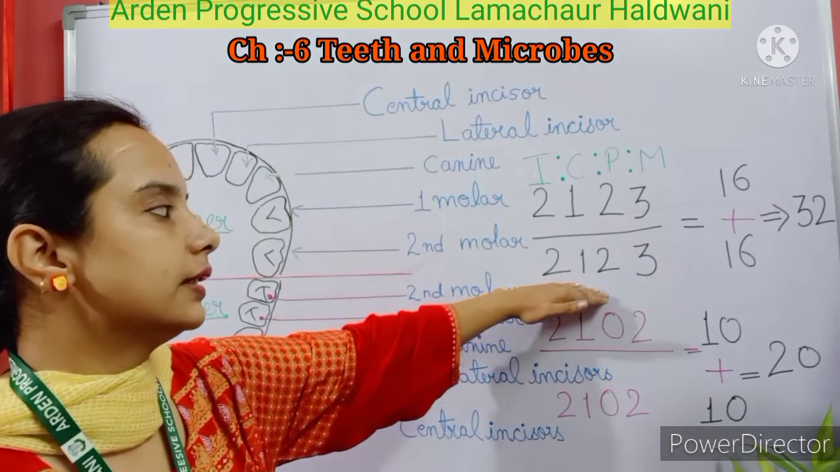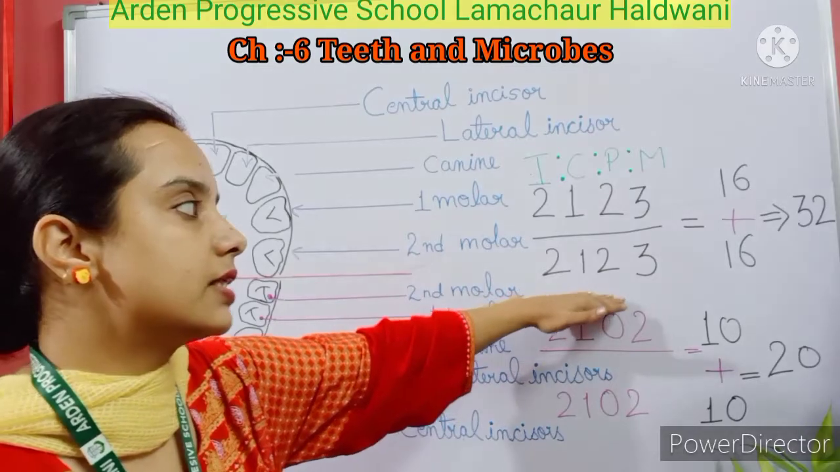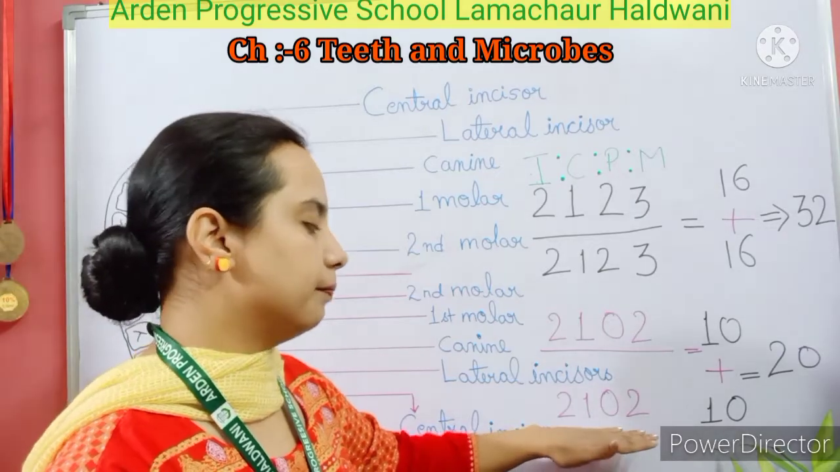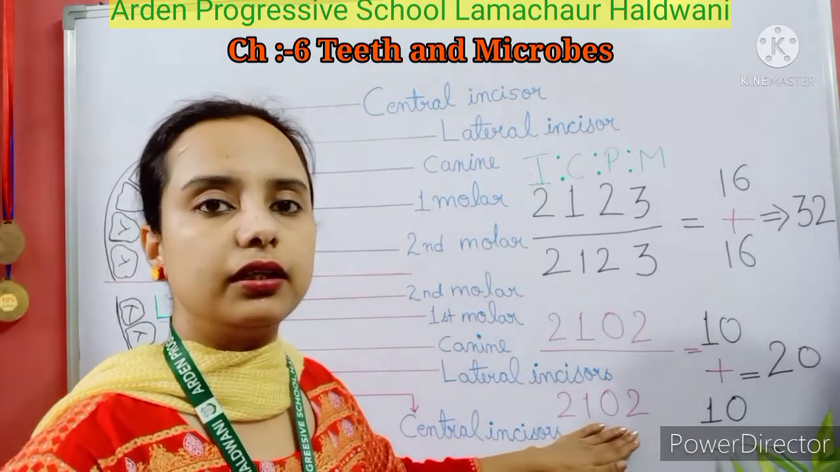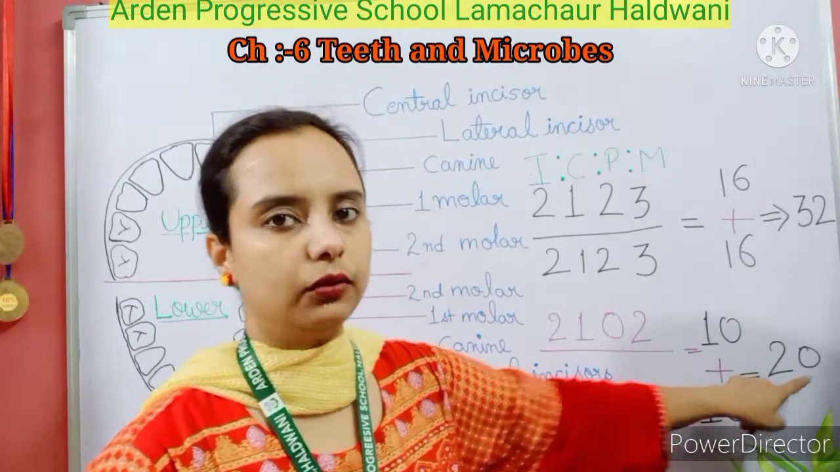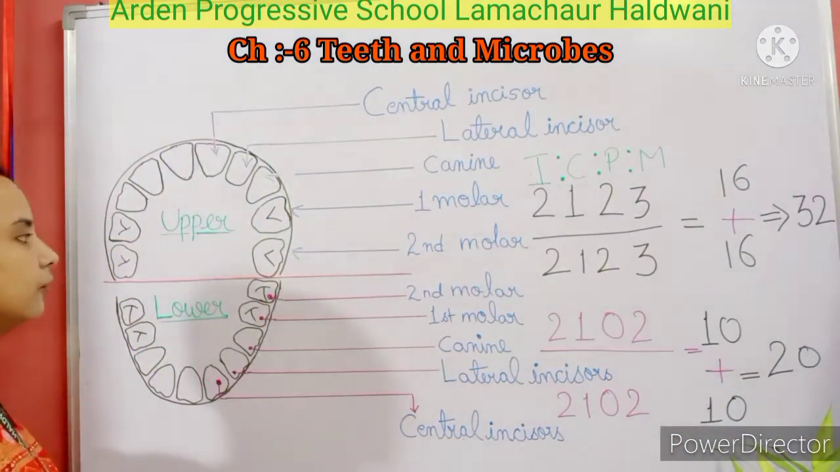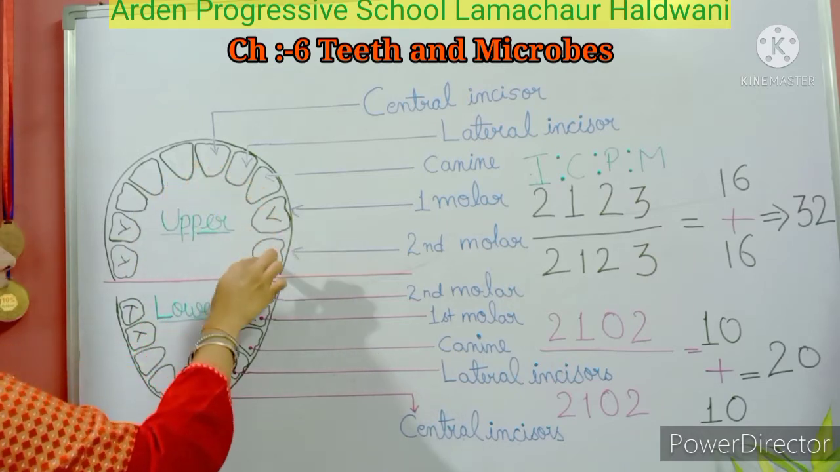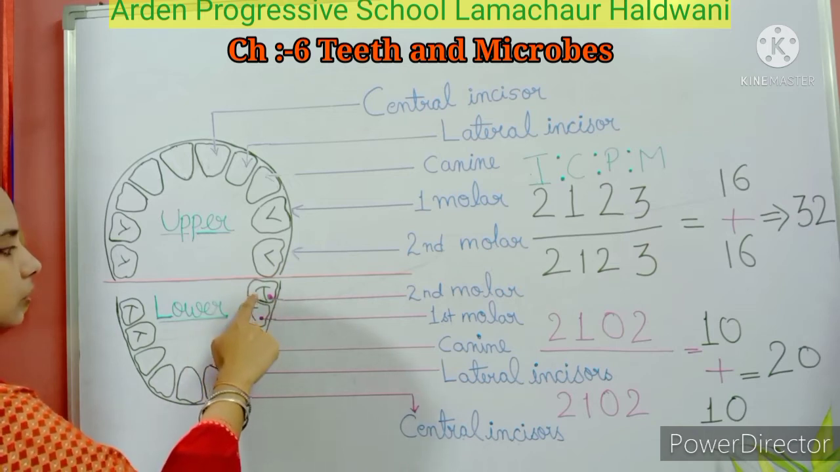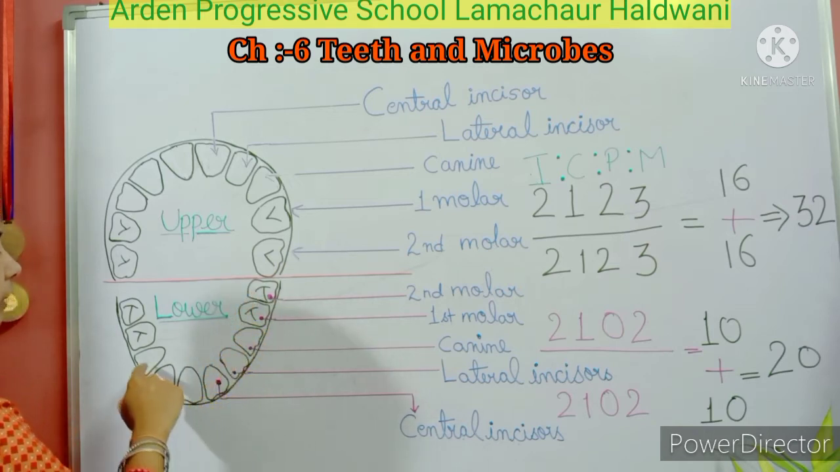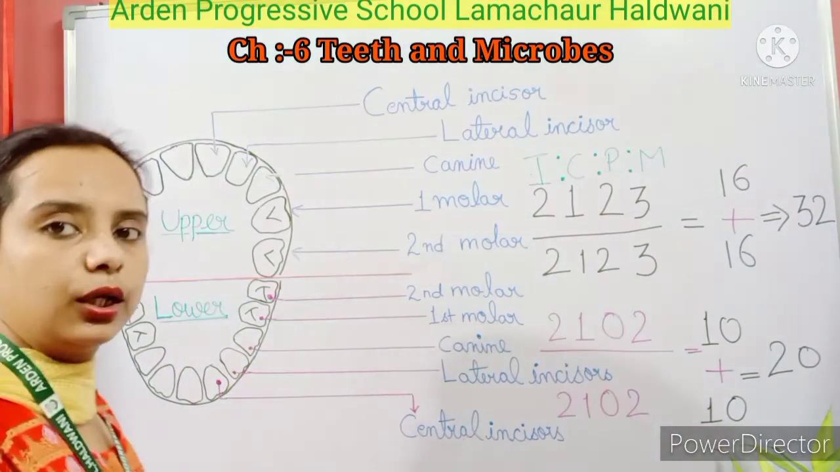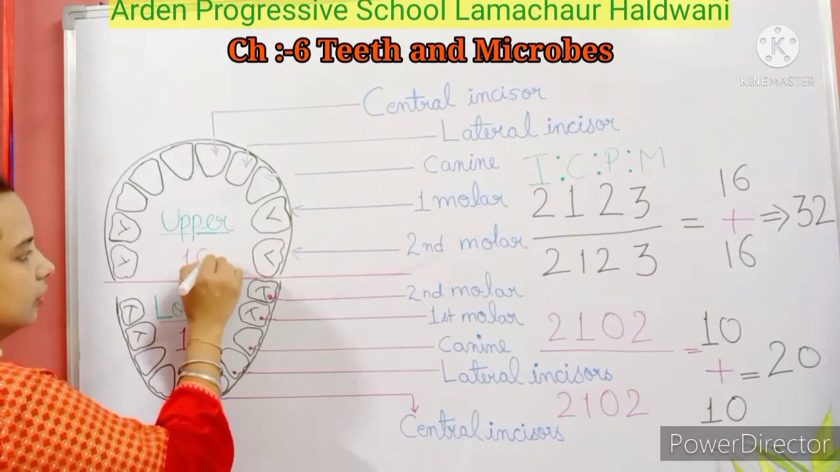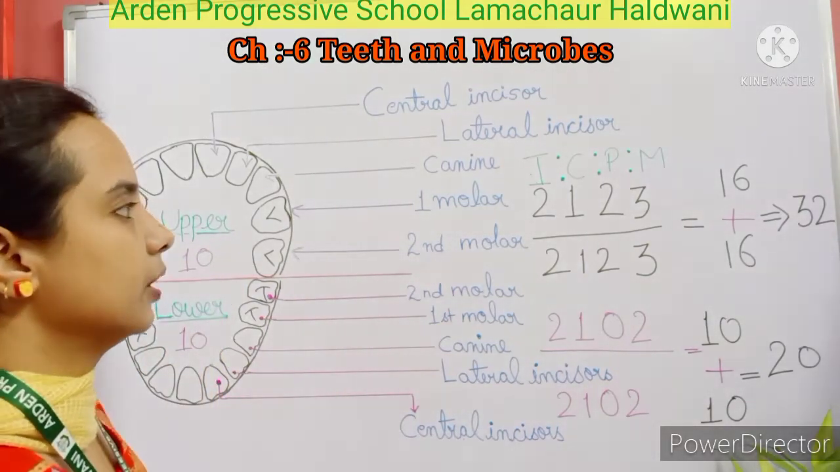So how many total teeth are there in the adult? That is 32. But in the babies, how many teeth are there? 20, 10 in each jaw. If you count here, 1, 2, 3, 4, 5, 6, 7, 8, 9 and 10, and in the lower one also 10. So 10 and 10, 20 teeth.